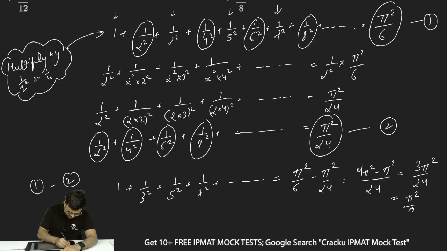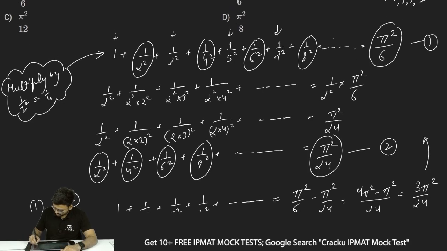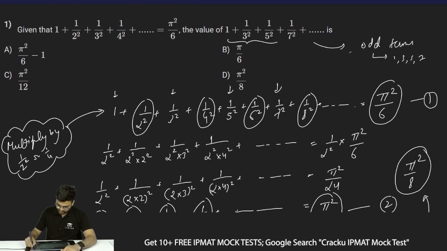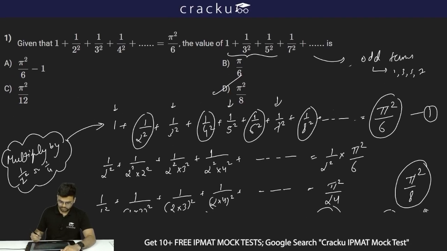I'll just write over here, 3 pi square by 24 can be written as pi square by 8, and therefore the correct answer will be option D, which is pi square by 8.